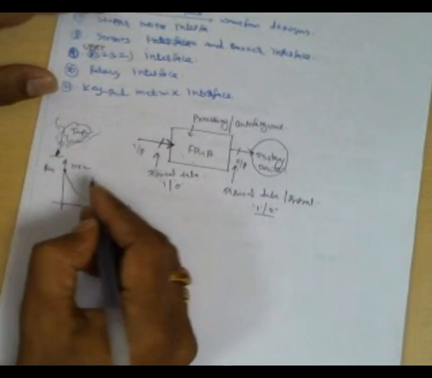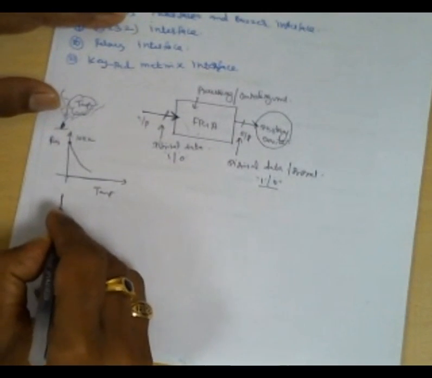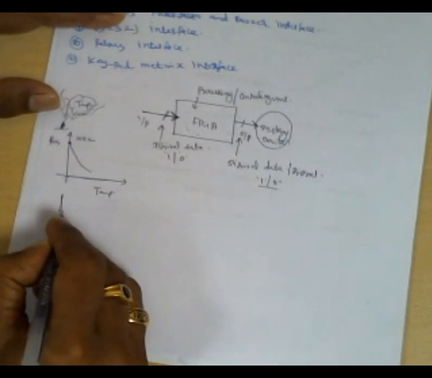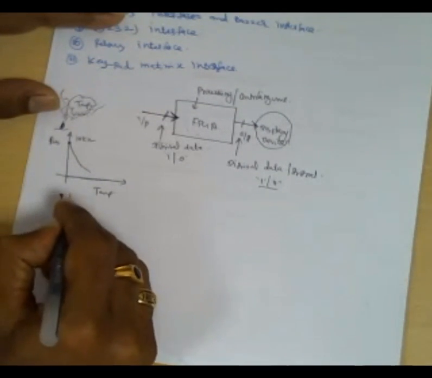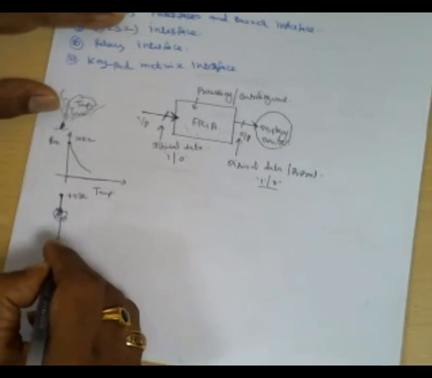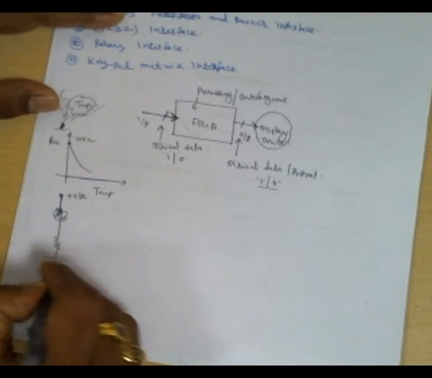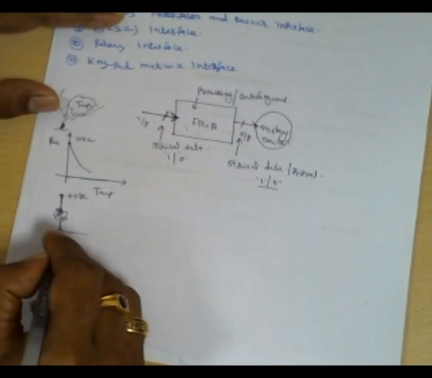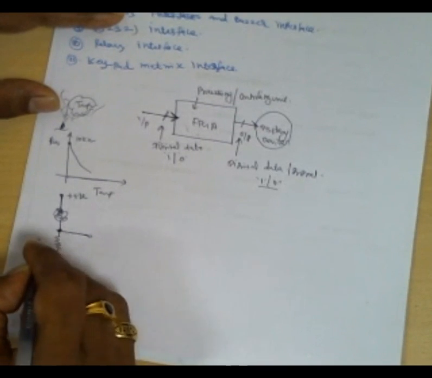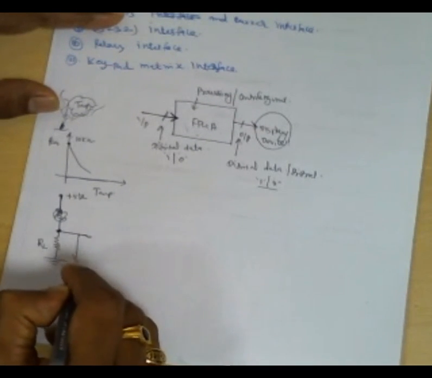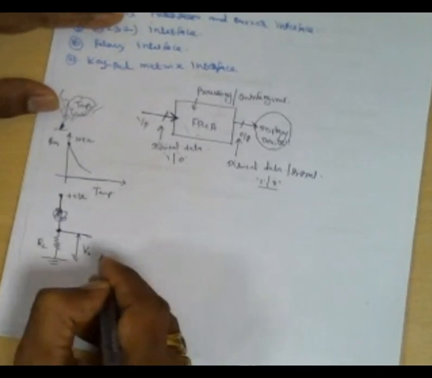So I kept one sensor here, maybe like this. Assume this is a temperature sensor. I connected plus 5 volts here, connected a fixed resistance, and grounded it. I'm collecting my output across this load resistance. I'm measuring my V naught here.